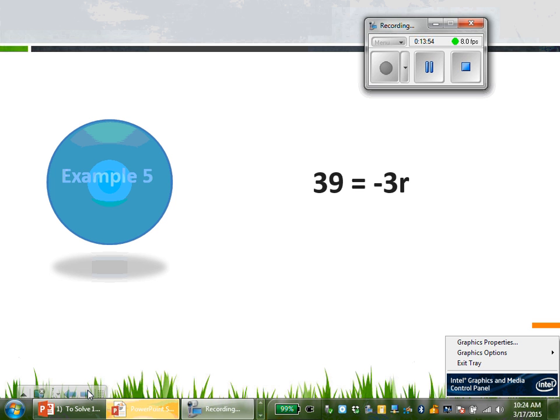So the goal is to get R by itself. What's with the R? Now, am I going to add 3 to both sides? You got to look at what's happening. There should be two things. You got to say what's with the variable, negative 3, because that's what you got to get rid of, okay? And what's going on? They're being multiplied. And so the opposite, we're going to divide by negative 3.